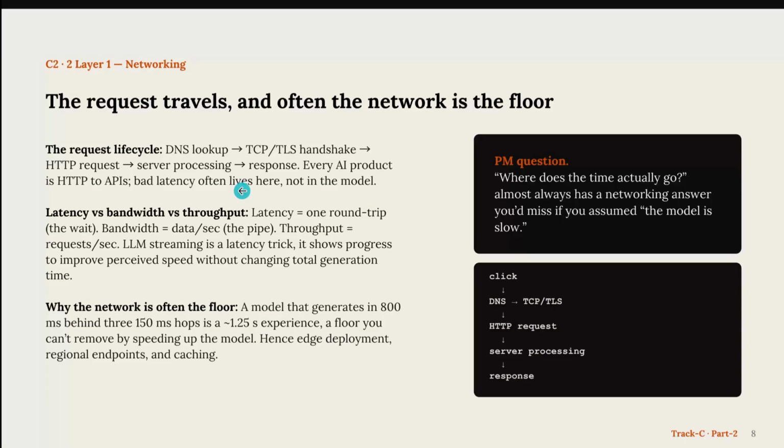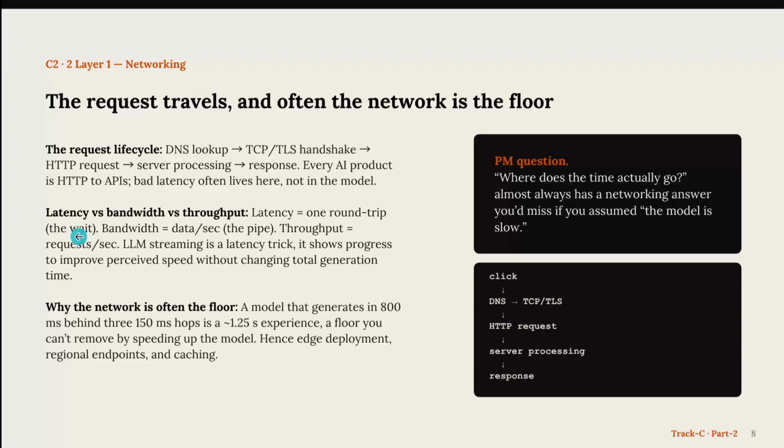The model is going to give you a number of tokens per second or a number of queries per second to be processed, but your network layer could be one of the biggest bottlenecks. We also need to look at latency versus bandwidth versus throughput. Latency is one round trip. That is, you give the request, the system gives the response. The duration between the request and response is the latency. Imagine if you are talking about bandwidth.